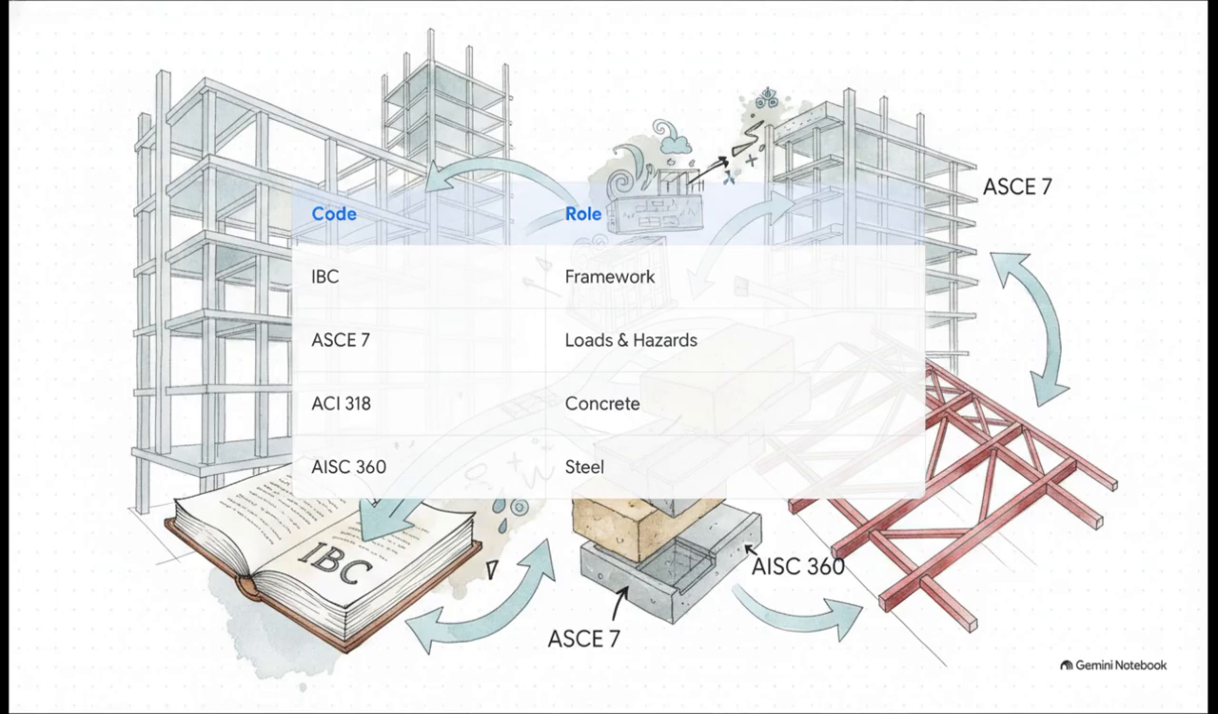The IBC acts as your overarching cookbook, right? It's the framework. ASCE 7 handles your design loads and hazards, so the environment you're cooking in. Then ACI 318 dictates your concrete material design, while AISC 360 covers steel. Those are your actual ingredients. They feed directly into one another to form a complete, safe structure.